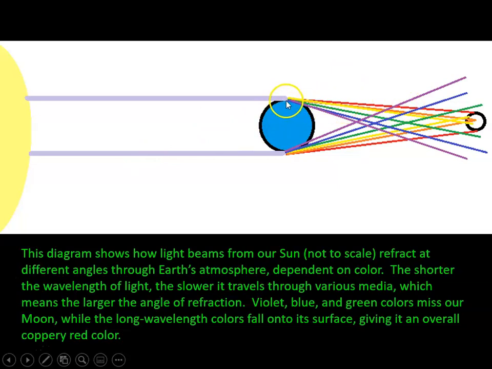Well, not only does it refract somewhat, but different colors of light refract at different angles because of the fact that the speed of light through Earth's atmosphere is different for different colors. The same thing is true for the speed of light through water.